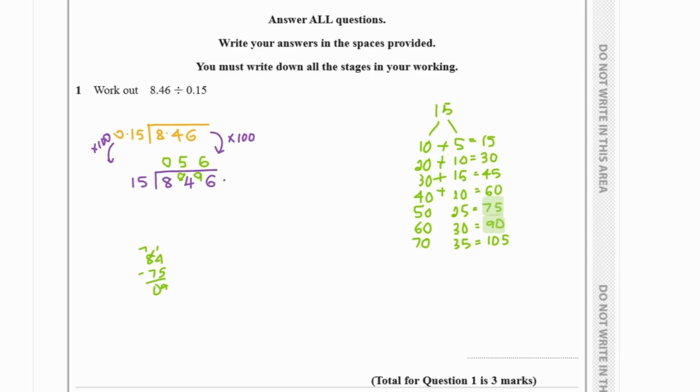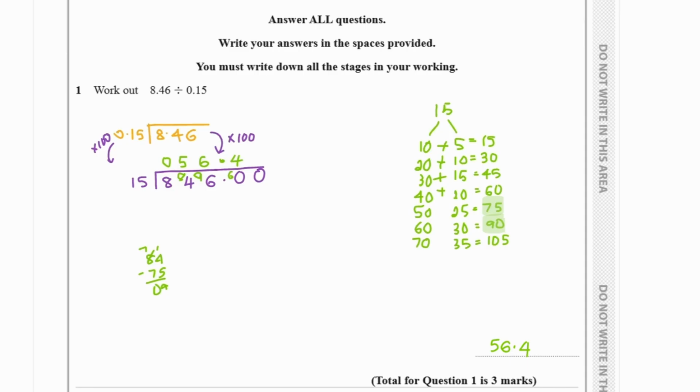And 96 divided by 15, we would use the 90, which appears 6 times. We have to remember that there's a decimal after a whole number and zeros. So if we do 96 take away 90, that gives us a remainder of 6. So if we put the 6 there, that now becomes 60. And 60 appears in the 15 times table 4 times. So our final answer for number 1 is going to be 56.4.